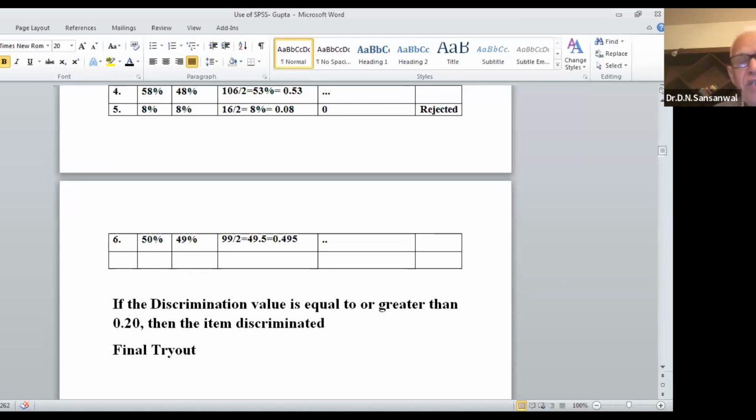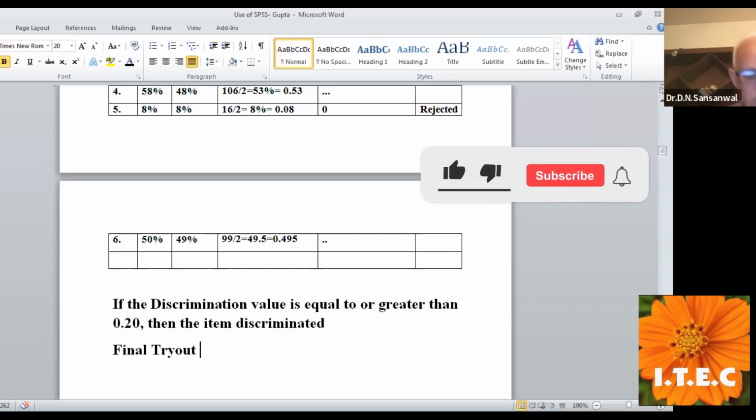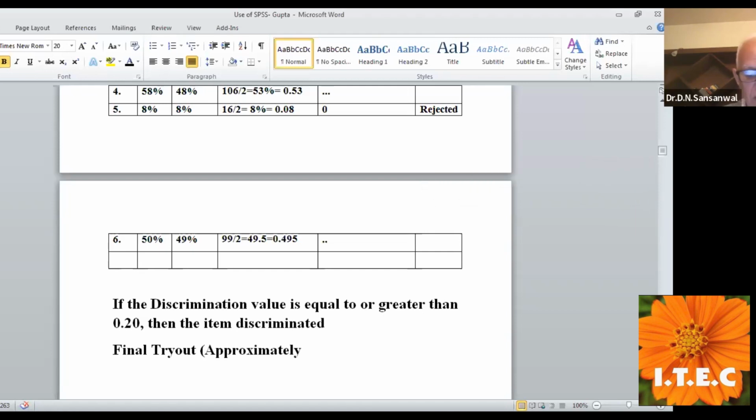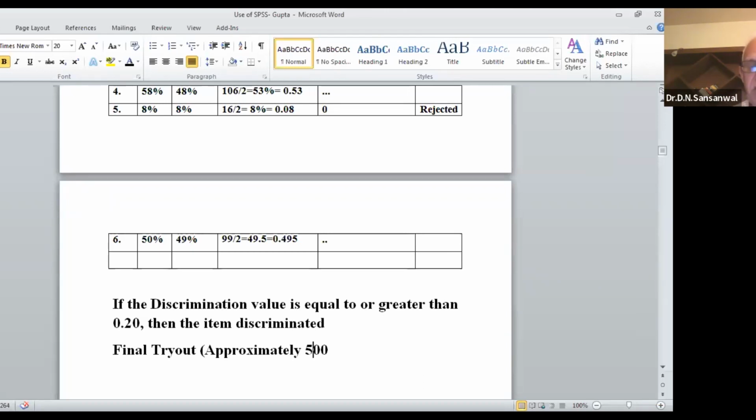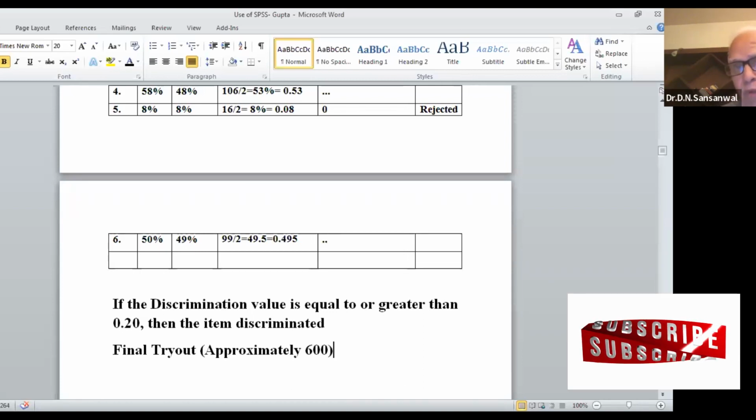The objective is to establish reliability, validity, and norms. Now, in the final tryout, you have to take a large sample, maybe approximately 500, maybe 600, depending upon the size of the population. If you want to take more than that, then that's okay.